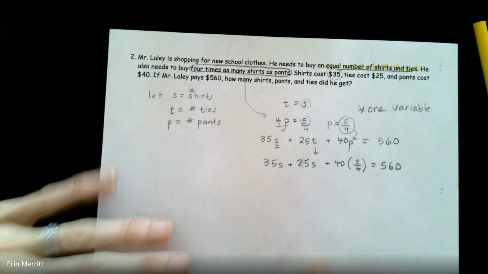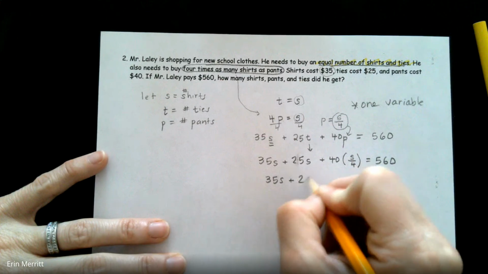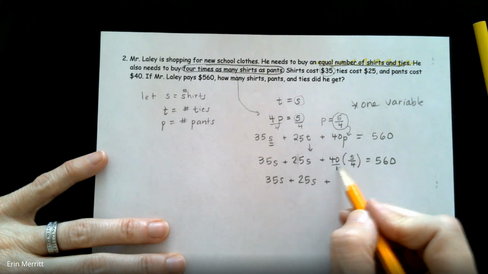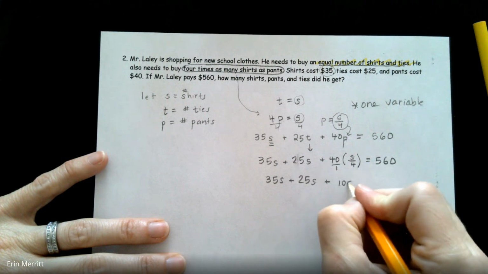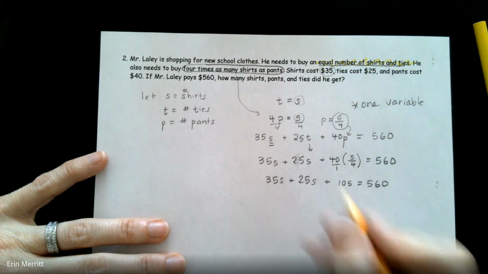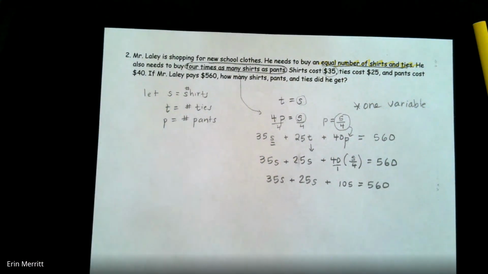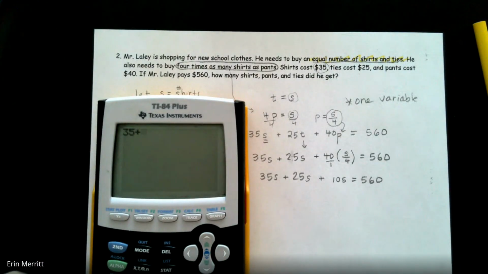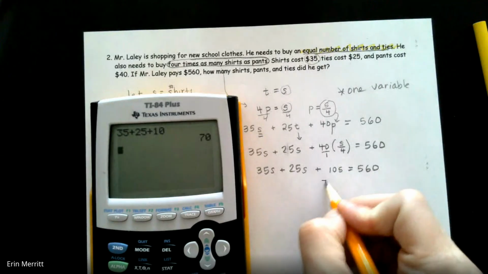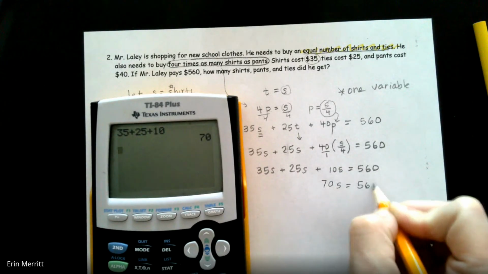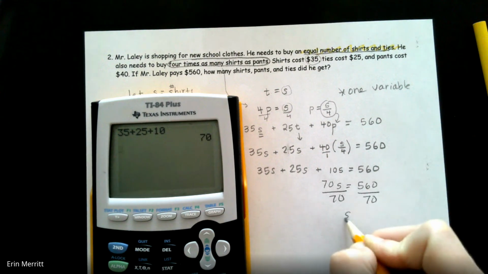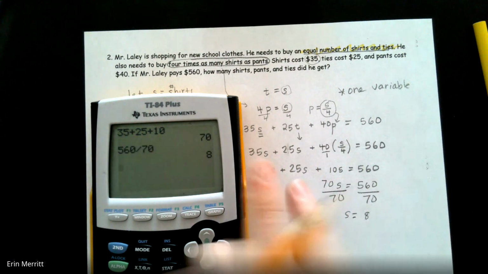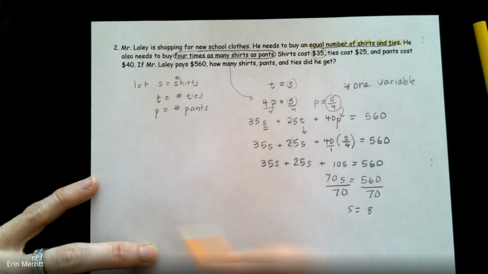All right, if I clean this up, we have 35S plus 25S. Here, remember, we've talked about this. 40S divided by 4, that would give us 10S, and then equals 560. If the S is messing with you, just call it an X, all right? That would be fine as well. Otherwise, let's use the calculator here. If we go 35 plus 25 plus 10, that'll give us 70. S equals 560, and then divide that on out. So 560 divided by 70, the number of shirts that he needs is going to be 8. So there should be 8 shirts.